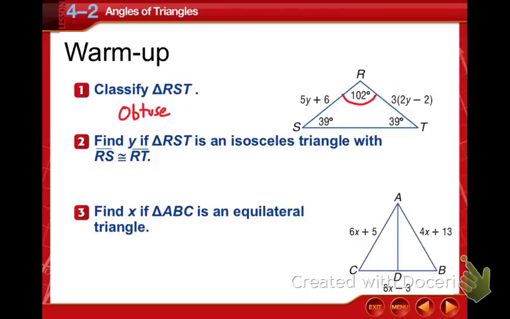But we also know that the other two angles are both 39. And because we know that, we can now say that it is an isosceles triangle as well. So it's an obtuse isosceles.